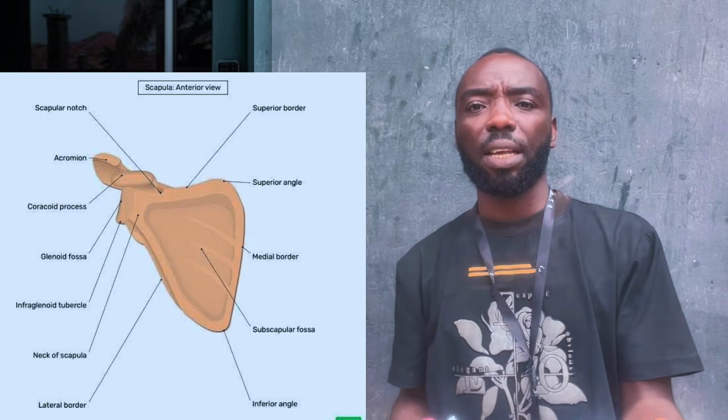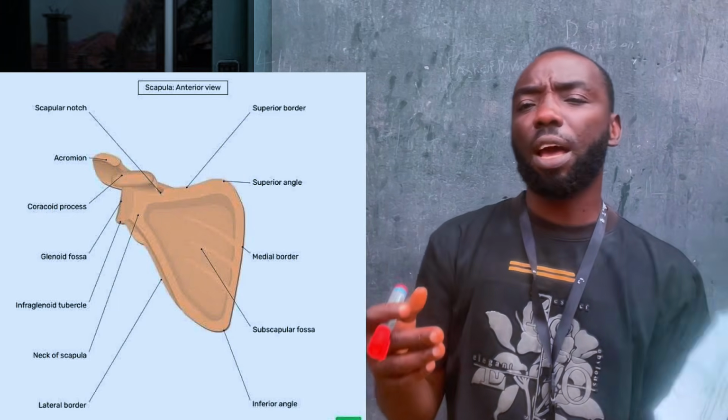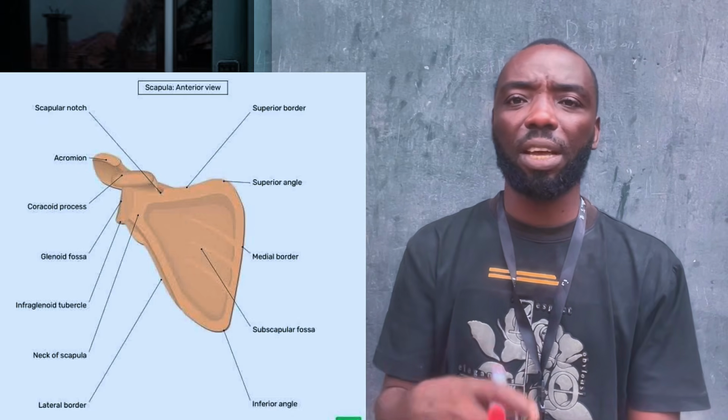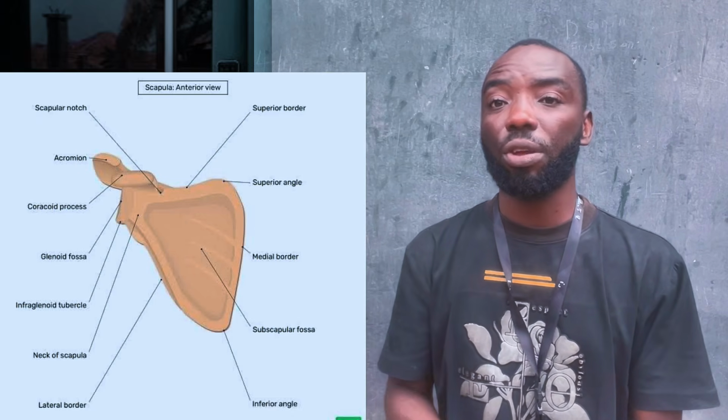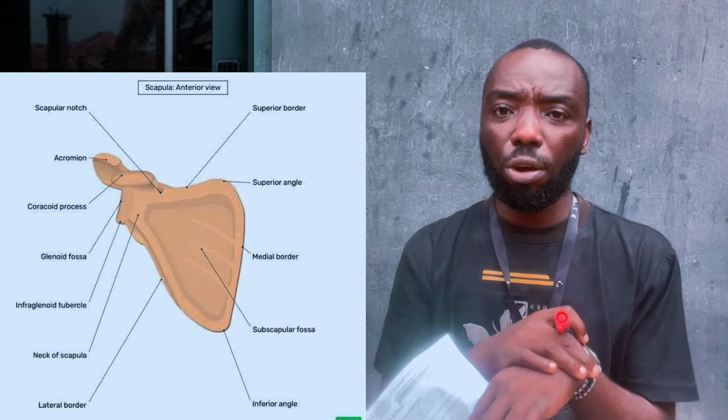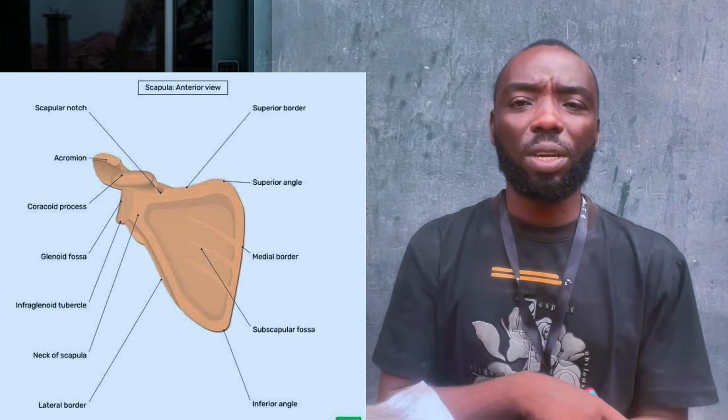Here we'll also say, name the cavity that articulates with the humerus. Now the answer is glenoid cavity. Okay, so that is by the way.